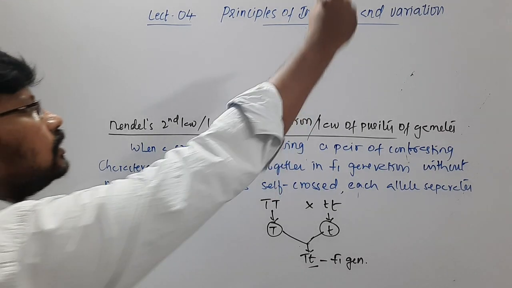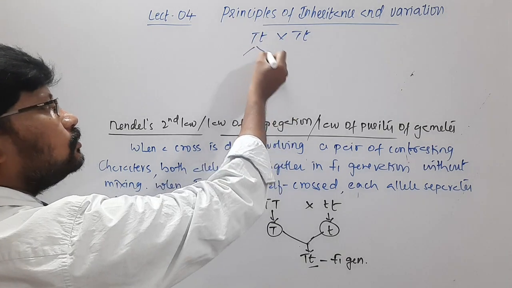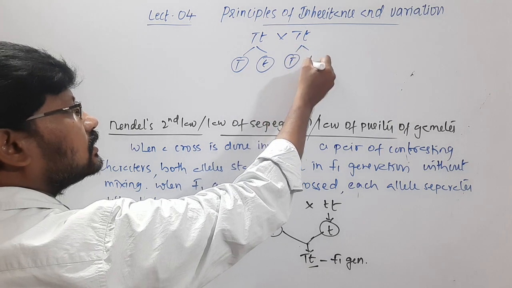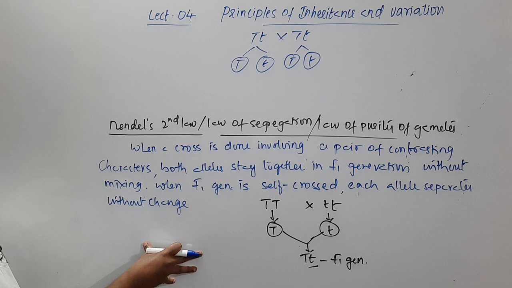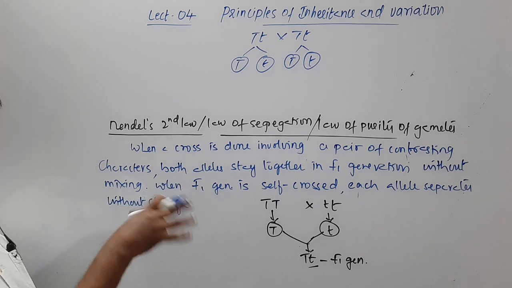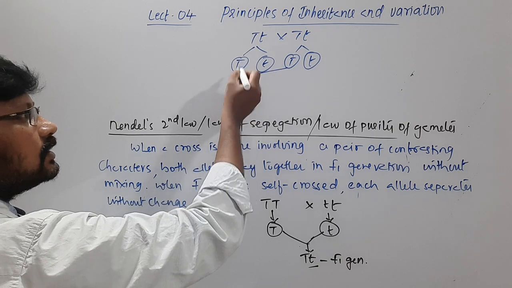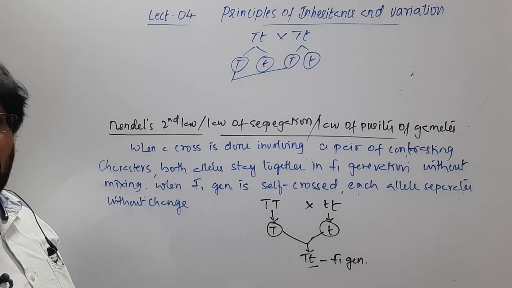Now when this F1 generation is self-crossed, what was observed is that these two alleles separated without change. They did not change anything. The capital T indicates tall, so it is tall only.